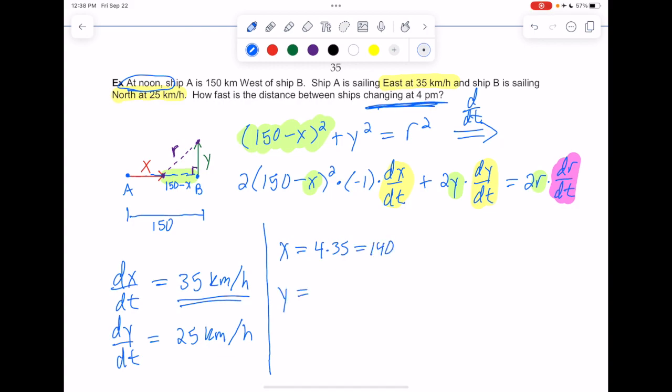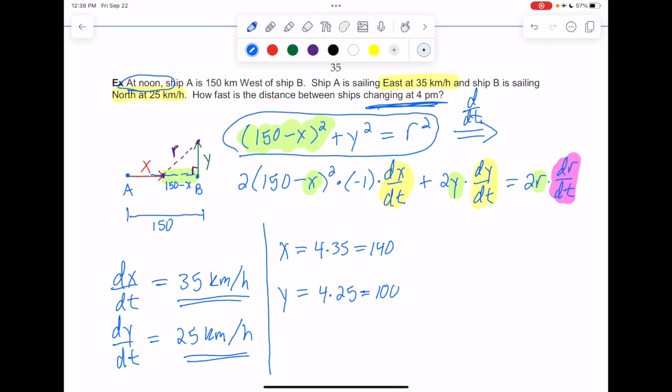And for y, we would do the same sort of thing. 4 hours later, if you're going at 25 kilometers per hour, 4 times 25 would give us 100. So we still don't know the r, so that's where we go back to the equation we had before we took derivatives, and we can plug into that one to figure out the value of r.